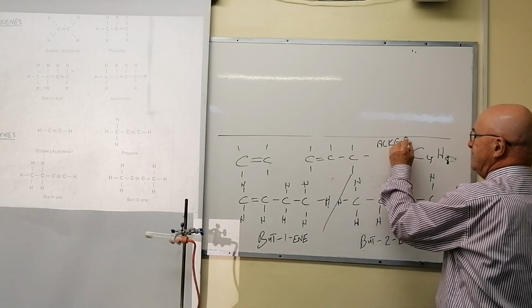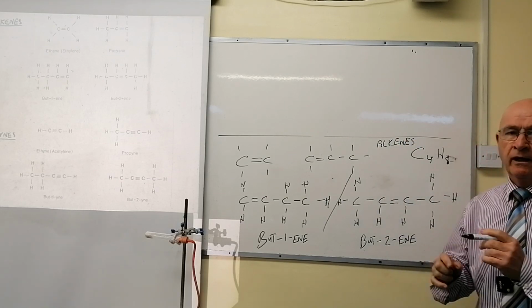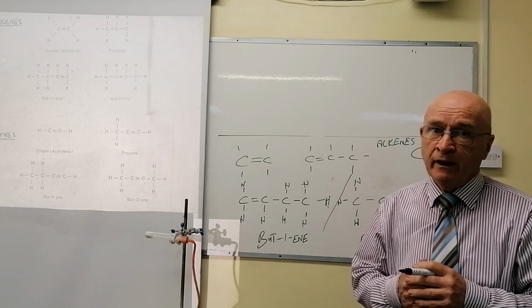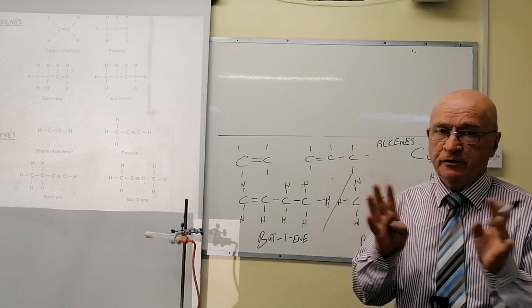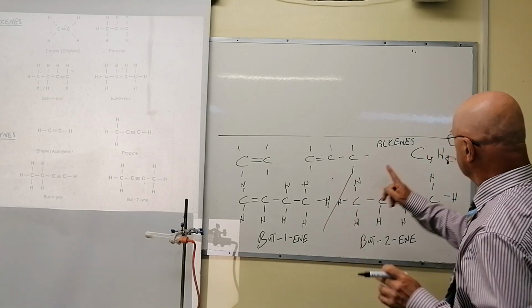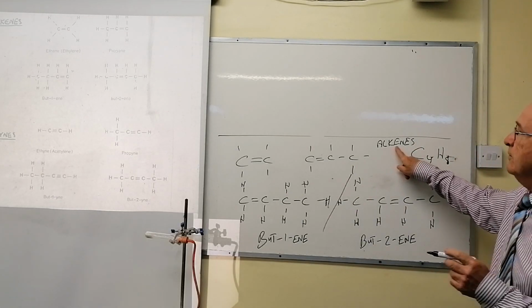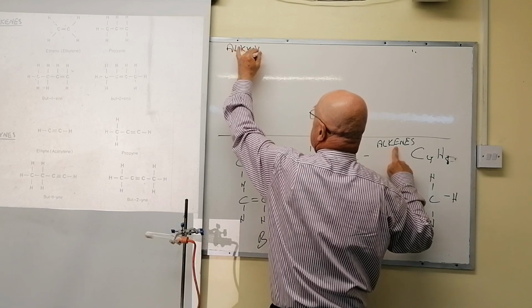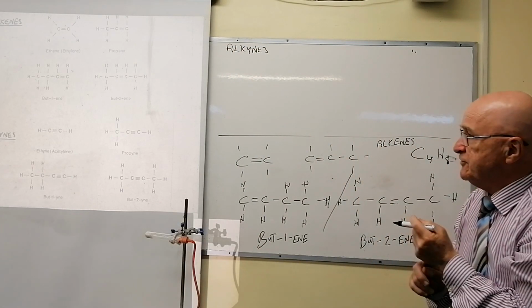Alkenes, E-N-E-S. I tend to use block capitals here because my writing is bad. Will you be careful in the exam? Please, the examiner will show you no mercy if there's an ambiguity in that letter. That letter is very important. Okay, now we're going to look at alkynes, A-L-K-Y-N-E-S. It has to have a triple bond.